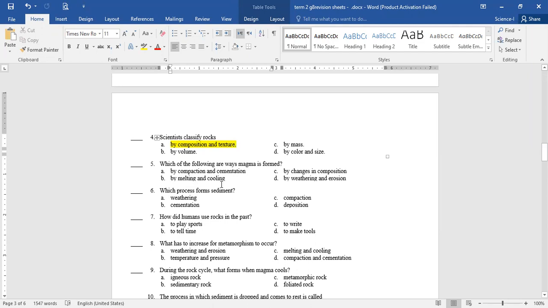Okay. So we said that, change in composition. Do you remember this, guys? Anyone can tell me what are the three different ways that could cause magma to be formed? Release of pressure. Yes. So we said that the release of pressure, change in composition, and melting. There are three different ways that could cause magma to be formed. So let's remember them together, guys.